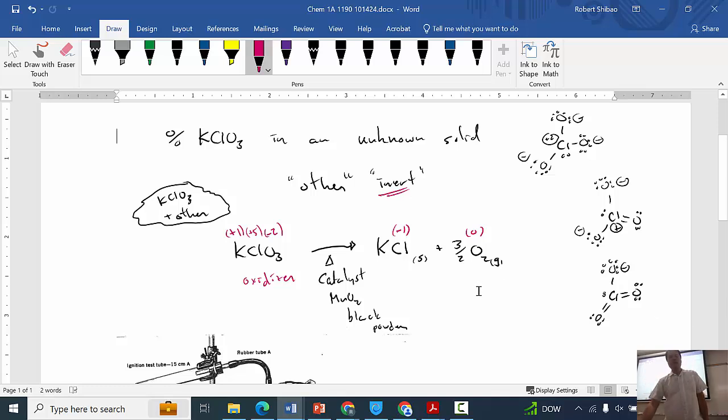Since this is sluggish, KCl is fairly stable in the presence of oxygen. And so the catalyst helps us. Otherwise, this stuff doesn't really decompose. Oxygen is not easy to oxidize.